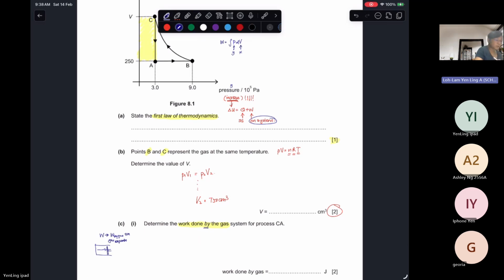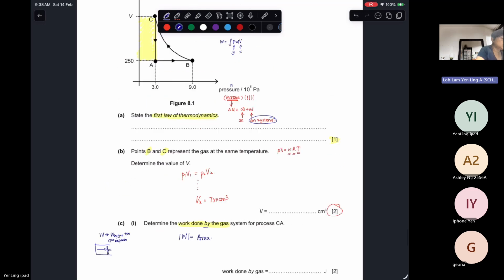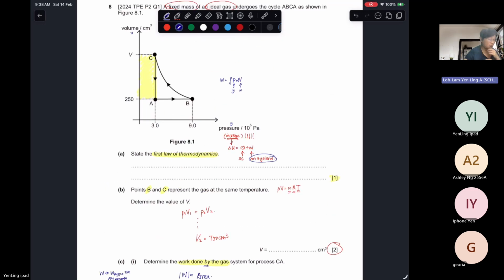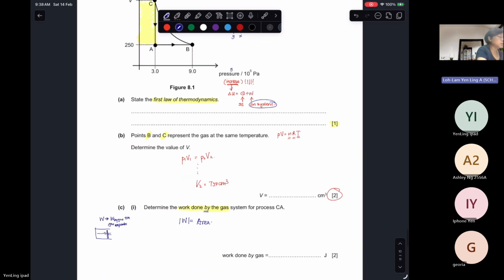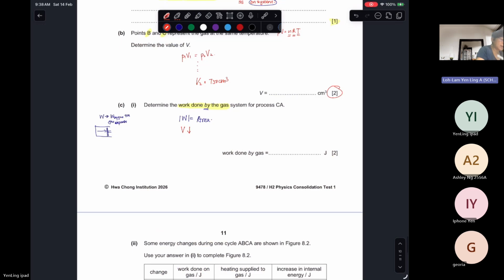And then, so I think some of you, I'm quite happy. You worked out the magnitude first. So you find the area. And then you deduce that from here to here, work done by the process, you can see that the volume actually decreases because it goes from a higher volume to a lower volume. So this is higher volume. And so after that, you will find the value and you give it a negative sign. Okay, in joke. So this was good.